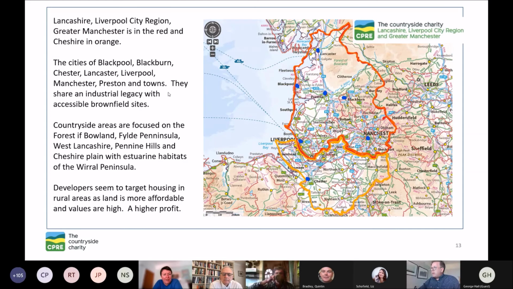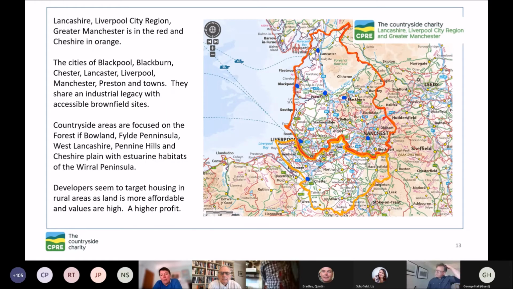My job is a planning manager looking after the countryside of the Lancashire area surrounded in red and the Cheshire area surrounded in orange. We've got very key cities: Blackpool, Blackburn, Chester, Lancaster, Liverpool, Manchester, Preston and surrounding towns. And because of their role in the Industrial Revolution, we have got significant amounts of brownfield land available. And we also have really nice countryside in the areas of the Forest of Bowland, Fylde Peninsula, West Lancashire, where the national asset of Grade 1 agricultural land is located. We've got the Pennine Hills and the Cheshire Plain out to the Wirral Peninsula. So we've got some lovely countryside.